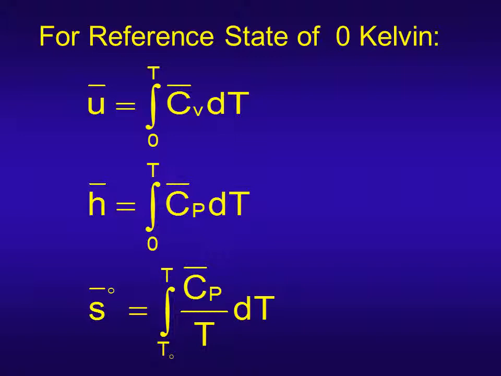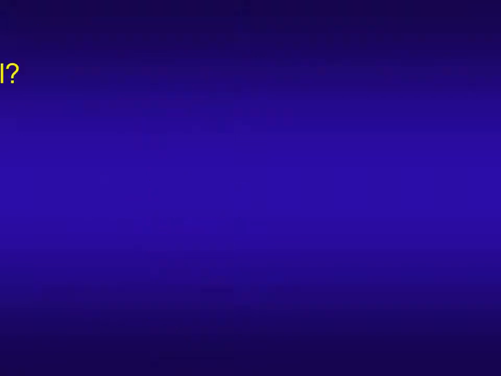And for S0, that's only the temperature part of S, integrating from T0 to T of Cp over T dT. You recall dS was Cp dT over T minus R dP over P. So your tables leave that part out and allow you to calculate it later, and so we'll save that for another day.